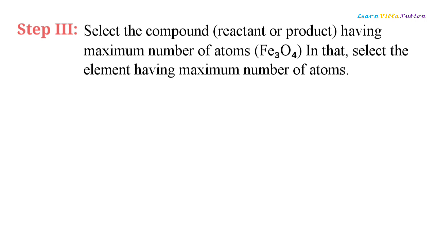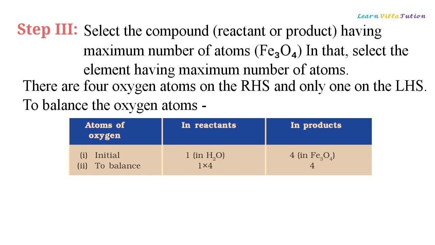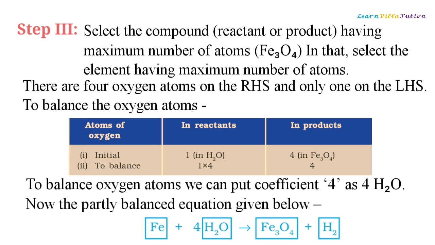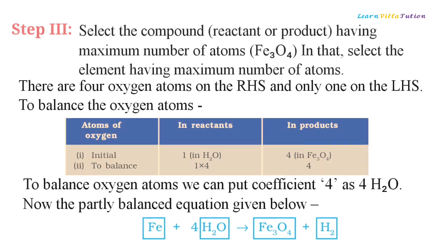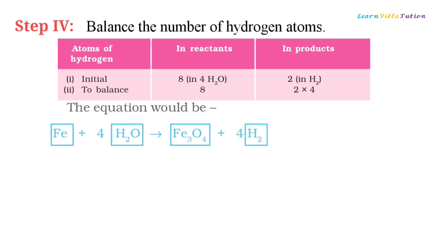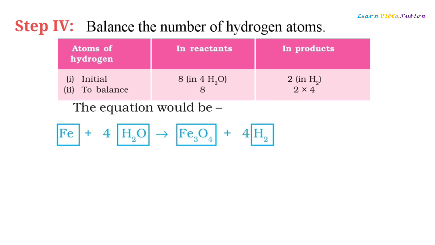In that, select the element having the maximum number of atoms. There are 4 oxygen atoms on the right-hand side and only 1 on the left-hand side. To balance oxygen atoms, we can put coefficient 4 as 4H2O. Now the partly balanced equation is given below. Step 4th: Balance the number of hydrogen atoms. The equation would be given below.